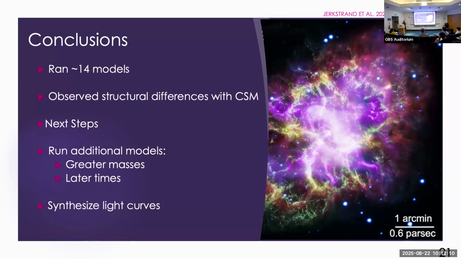And an overarching goal is also to synthesize light curves with the goal of directly connecting our simulations to observations. And all this is with the final objective of seeing how this circumstellar material's interaction with the shock influences asymmetries that are prevalent among all supernovae. Thank you.